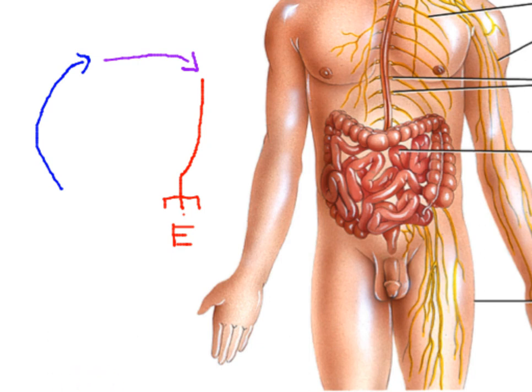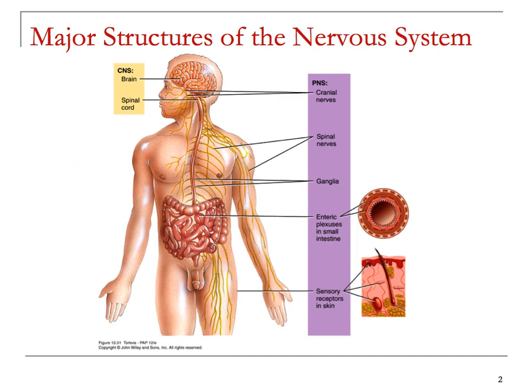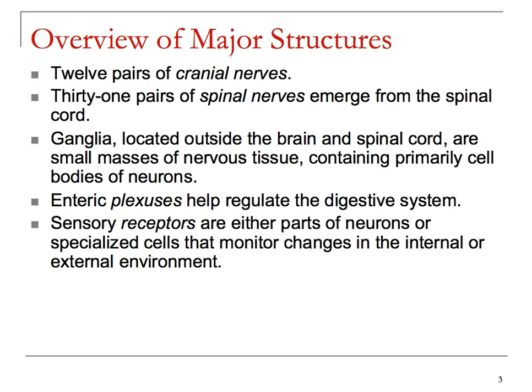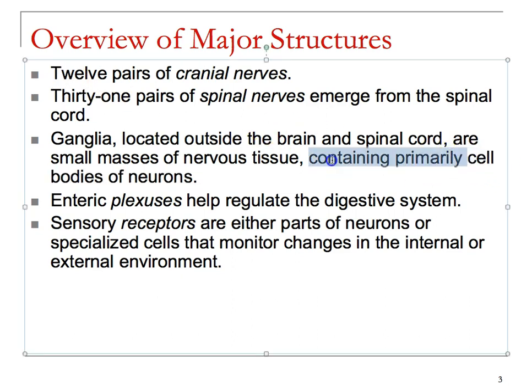Okay, so what are the major structures? Let's get rid of the cartoon. The major structures are, there are 12 pairs of cranial nerves, okay? There are 31 pairs of spinal nerves. Those ganglia are located outside the brain and spinal cord, and they are small masses of nervous tissue. But what you need to remember, of course, is they are the cell bodies of neurons.